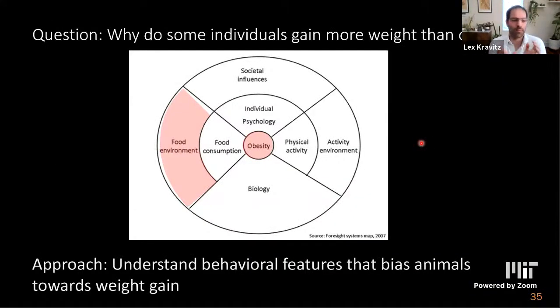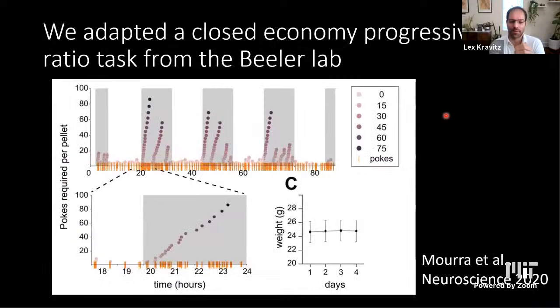So in the last couple minutes of the talk, I'm going to get back to our original purpose. This has been a lot of fun, creating a device and learning all these things and making this FED3. But our original goal here was to try to understand behavioral features that bias animals towards weight gain. So have we made any progress on that? And one task that we've been using that has been really helpful for studying mice and their motivation is a task that we adapted from the Beeler lab.